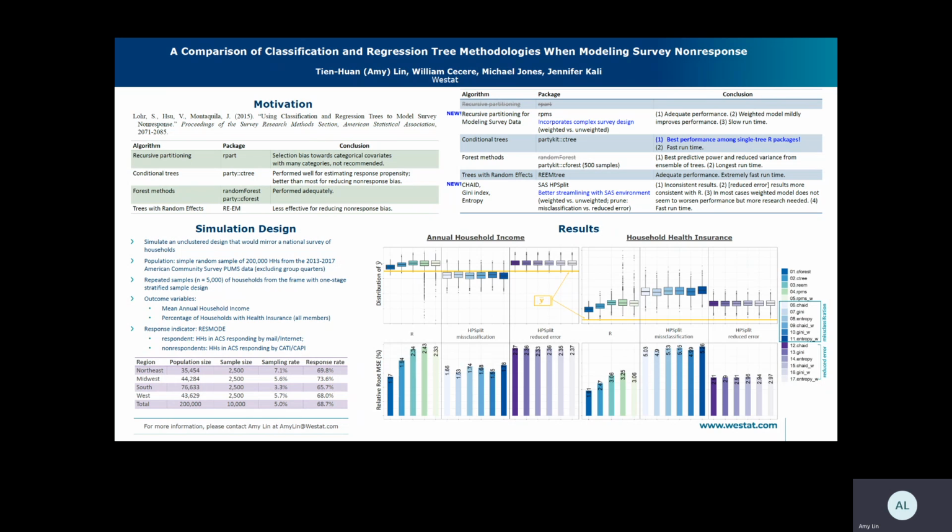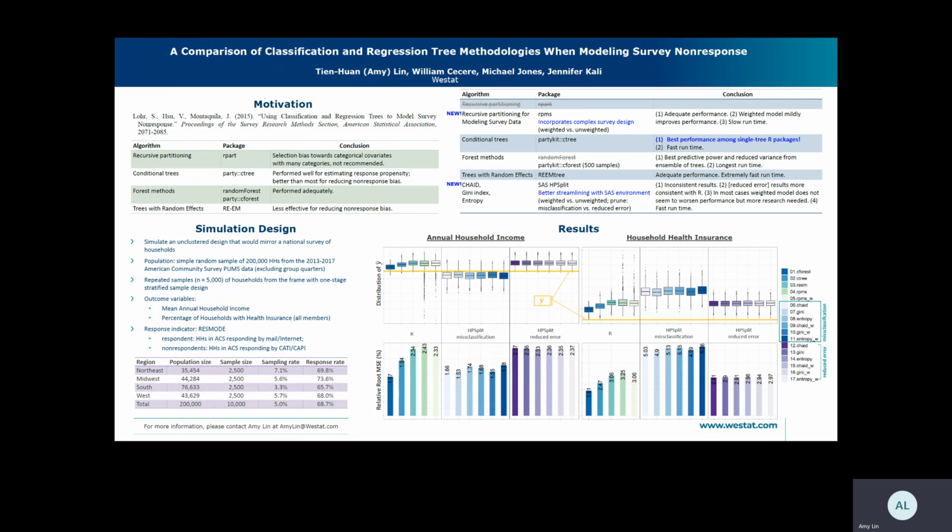As you can see in the lower left table, there are some unequal sampling rates going on that can be adjusted by survey weights, and we have 2 outcome estimates: the mean annual household income and the percent of insured households. You can see our results in the plots, and we also summarize our conclusions in the upper right table.